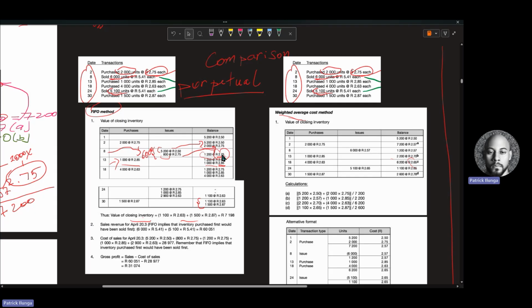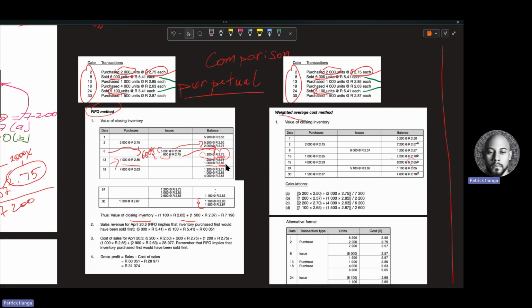Now it becomes a game. We purchase 1,000 units more and include them in our balance. Now we have 1,200 units that were remaining from the sale, and an additional 1,000 units that came in at a different cost, at 2.85. We're not doing any average. We're keeping it like that.